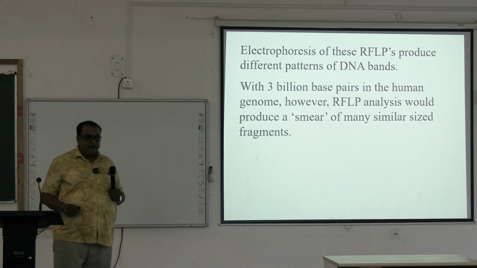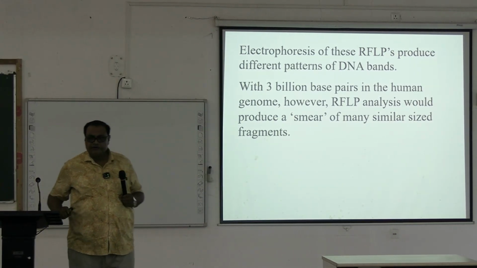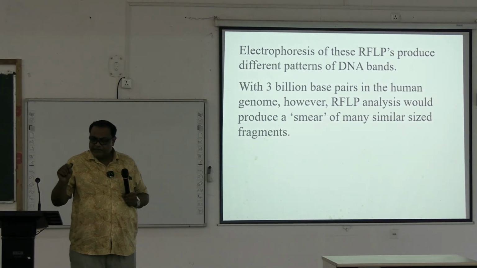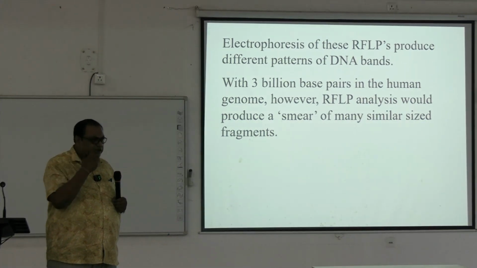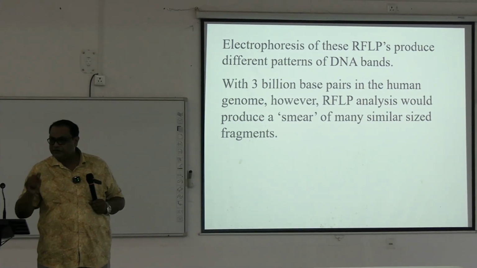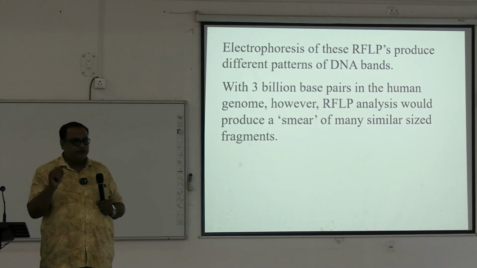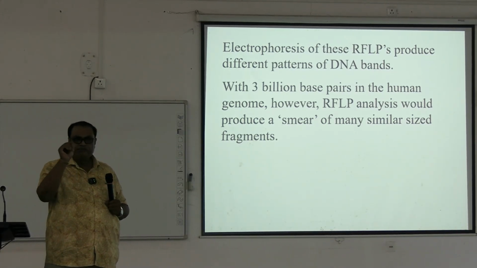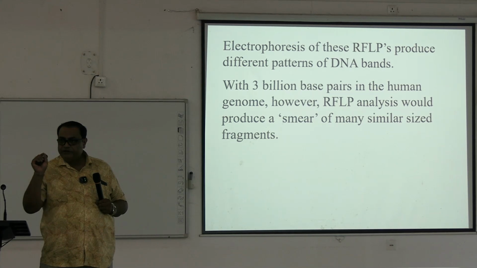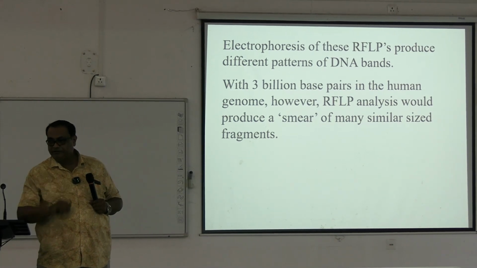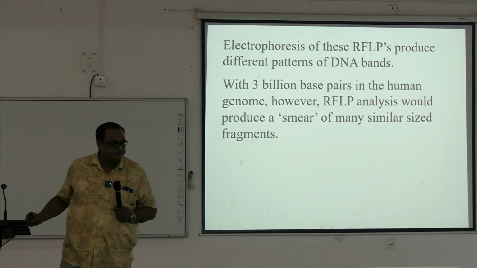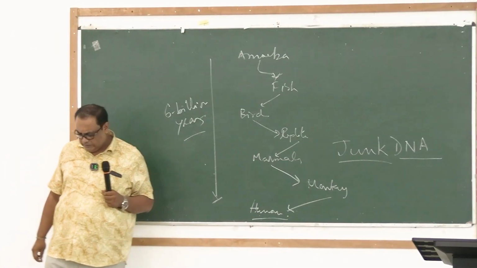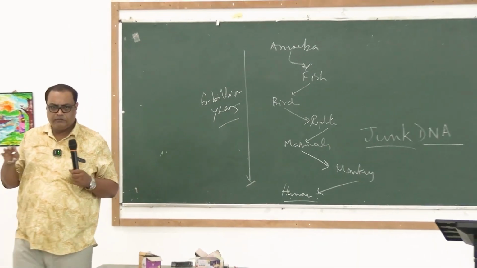Like I said, mostly it will have similar size fragments, except a very small region. How small a region? 1%. 99% will be the same. Only 1% of the genome will have subtle differences in length. Why this 1%? Why not 99% different? Correct? This is how we are what we are now.